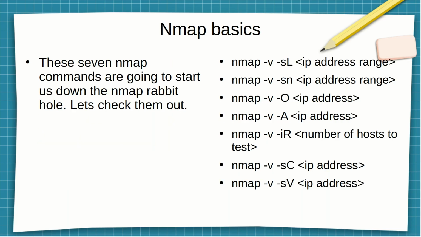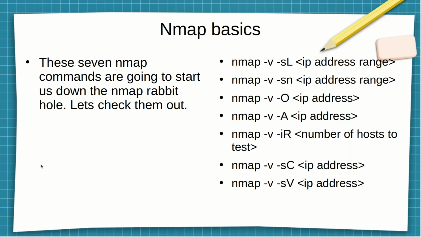Nmap basics. These 7 nmap commands are going to start us down the nmap rabbit hole. Let's check them out. We're going to go over the first 2 here. This is a list scan, and this is a ping scan. Now the list scan is going to reveal to us targets or available hosts, and the ping scan is going to show us a little bit more valuable information.